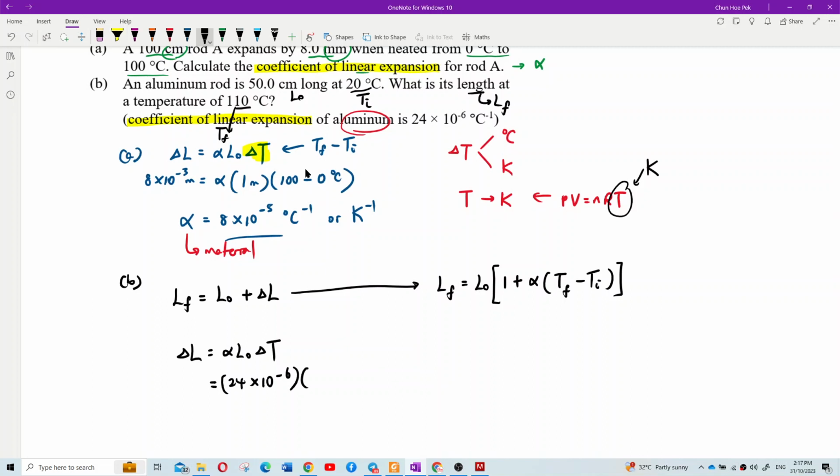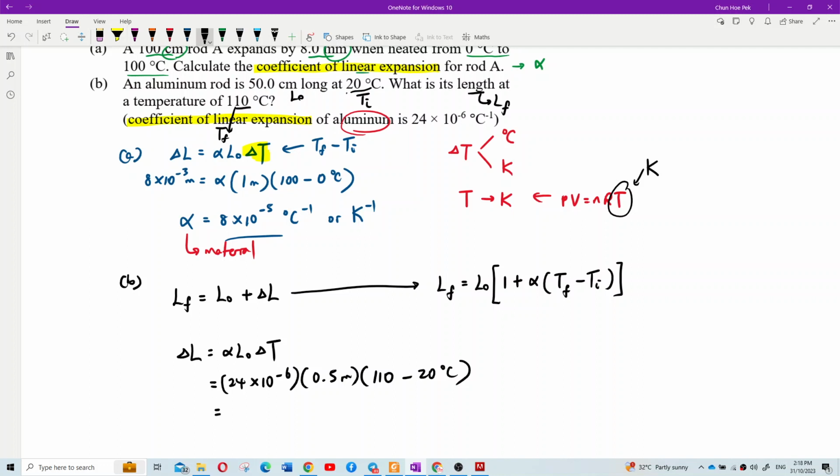Maybe you can change to SI unit. 0.5 meter. Is it correct? 0.5. Yeah. And then the change of temperature. Change of temperature means you must take final minus initial temperature. Final 110 minus initial temperature in degrees Celsius. So find out what's the value, class. Can you do that for me?